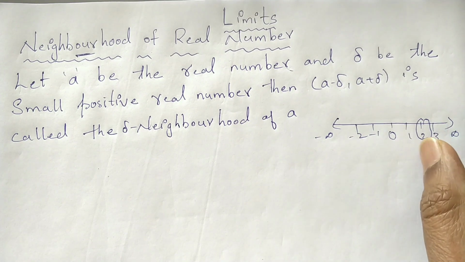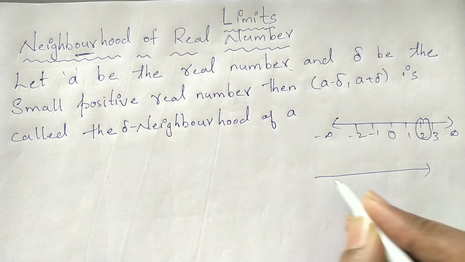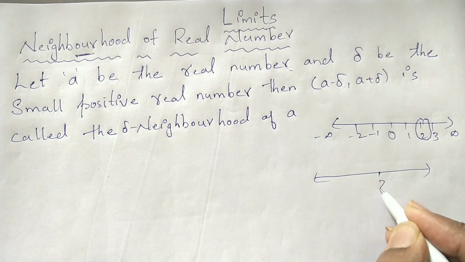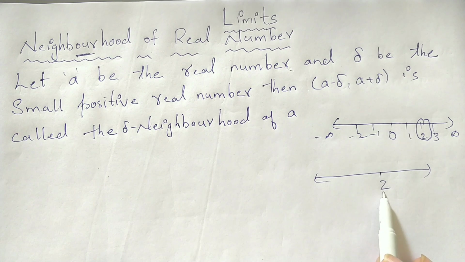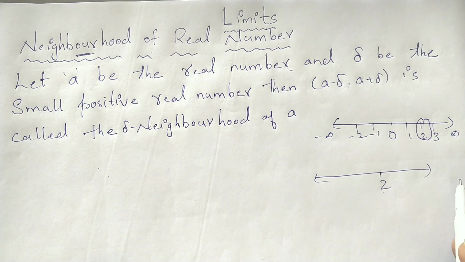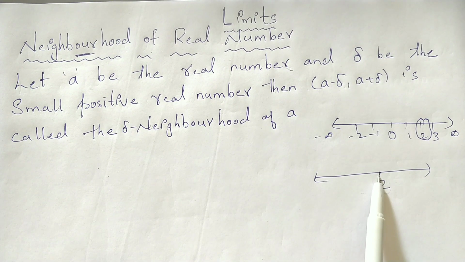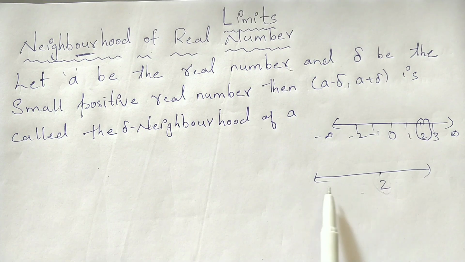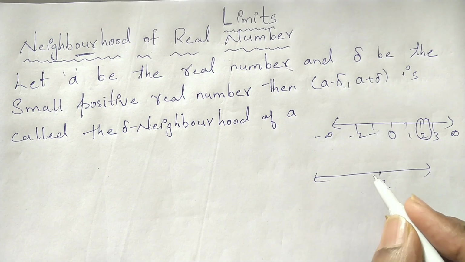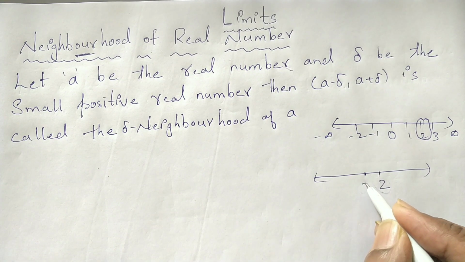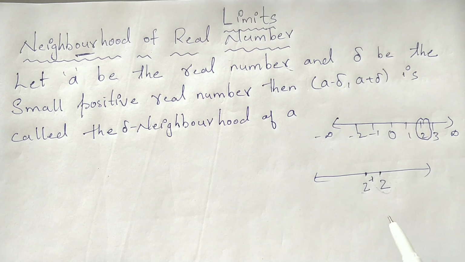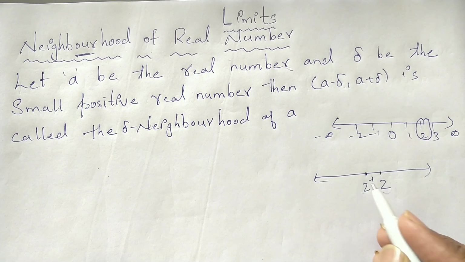So I will zoom this number line. Somewhere here 2 will be. What are the possible approaches towards 2? There are two ways: from the left side you can come towards 2, or from the right side of 2 you can come towards 2. When I come closer to 2 from the left side and stop somewhere here, this is called the left neighborhood of 2. As we are approaching 2 from the left side, it is called the left neighborhood.